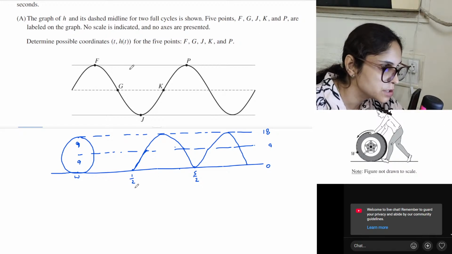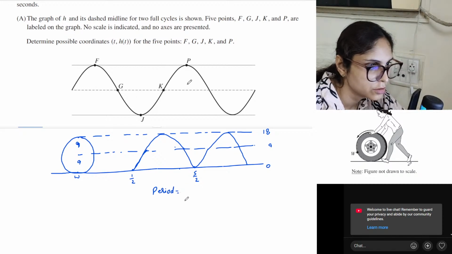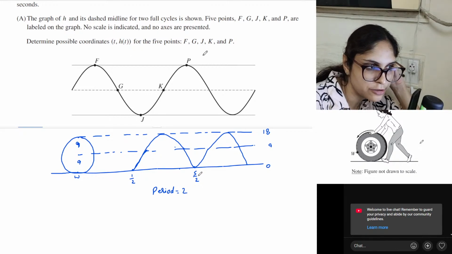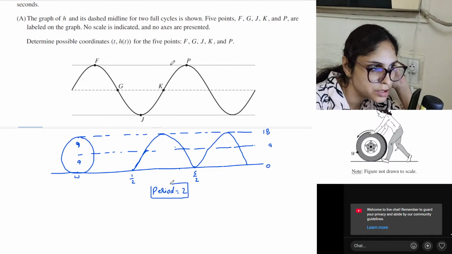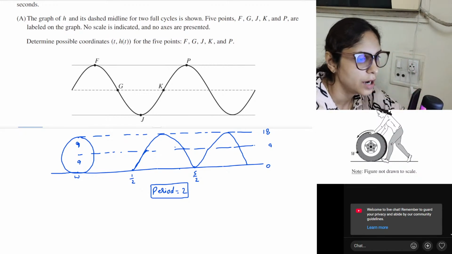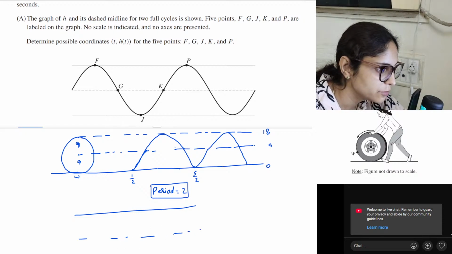And from here, if you see, the period is going to be 2. Because if you add 2 to 1/2, you will get 5/2. So the period is 2. Alright. And now what is the graph that they've given to us? It is like this. There is a midline and we are going back here.